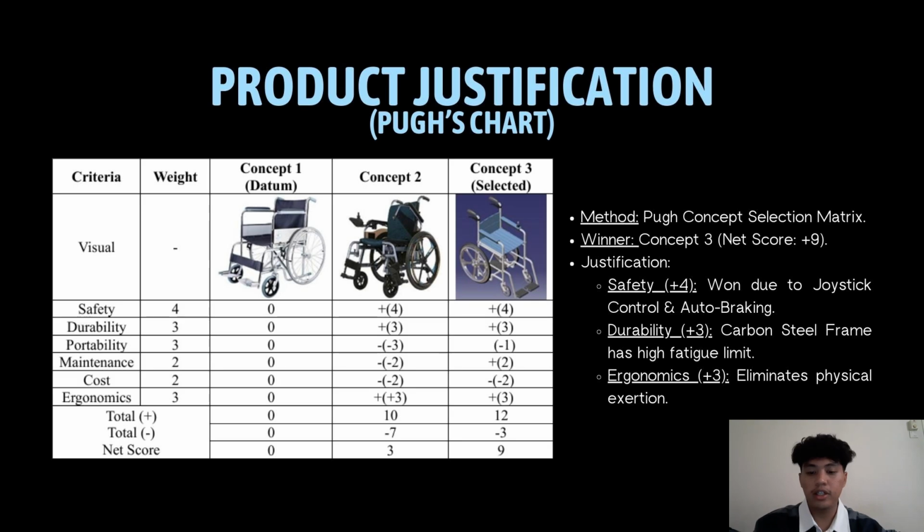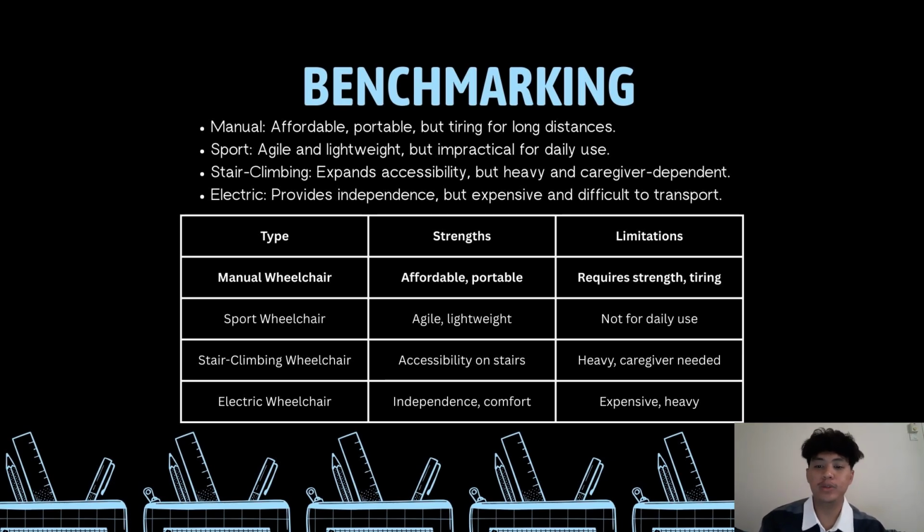We've opted for a carbon steel frame, which provides a high fatigue limit, ensuring the chair can withstand long-term use. Lastly is ergonomics. Most importantly, this design eliminates physical exertion, making it much more accessible for users with limited upper body strength. So by choosing concept 3, we are confident that we have a design that is not only safe and durable, but also highly user-friendly. Now let's dive deeper into the benchmarking analysis of this design.